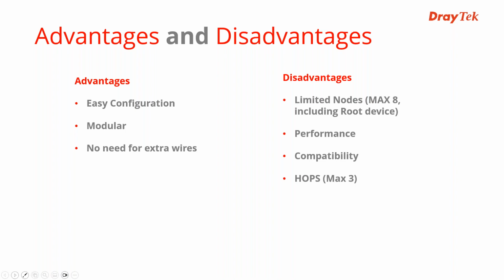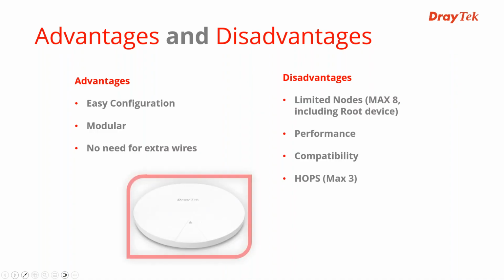Also, if it's a fully wireless network, a lot depends on the environment. So if you had thick walls, maybe a lot of glass, that kind of thing, the performance wouldn't be as good. And then compatibility. So yeah, there are certain devices that will only mesh together. We'll go through that in a bit. And the hops as well, like I mentioned earlier, there's max 3 hops. And that's one of the newer DrayTek APs there, which is the 962C.